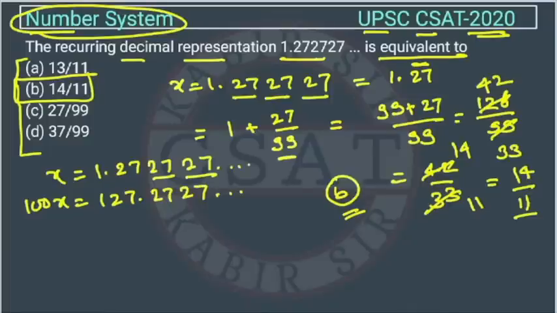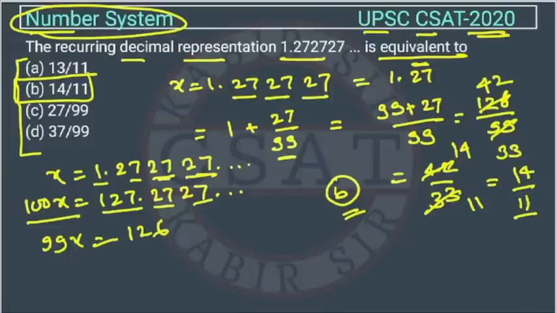Now we will deduct x from this 100x. So this will become 99x equal to 127 minus 1, so this will be 126. And these all are same, because these numbers are till infinite. So if we minus them, this will become 0.